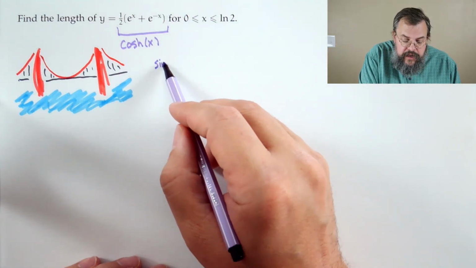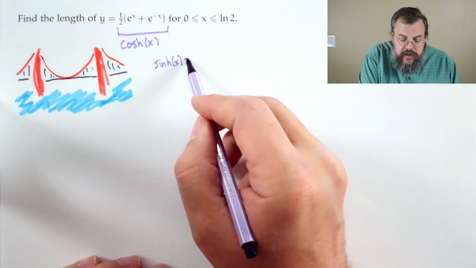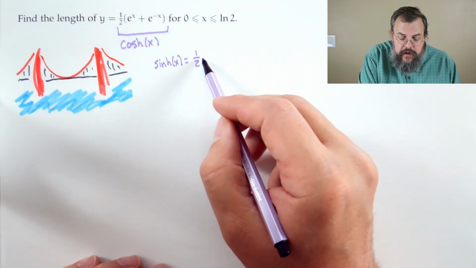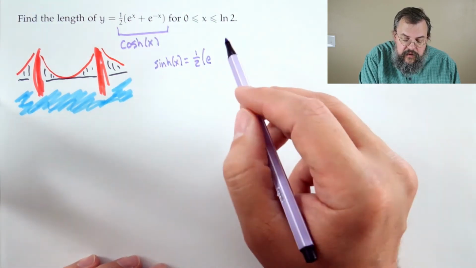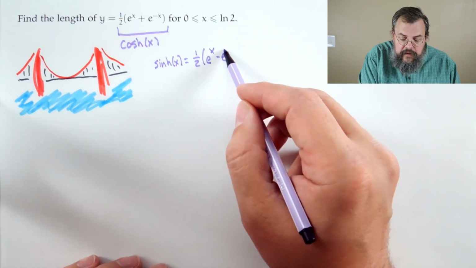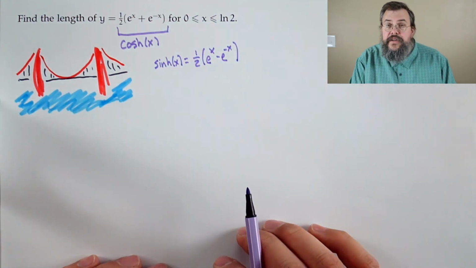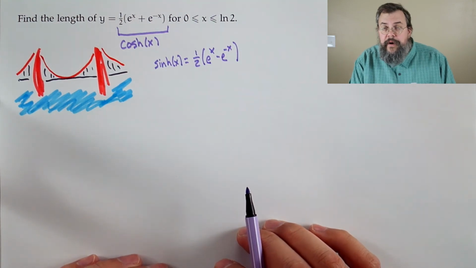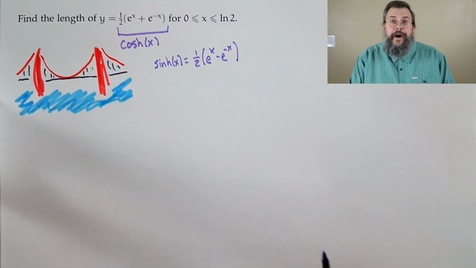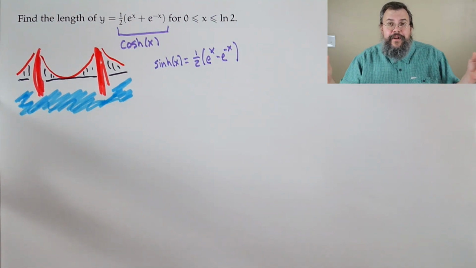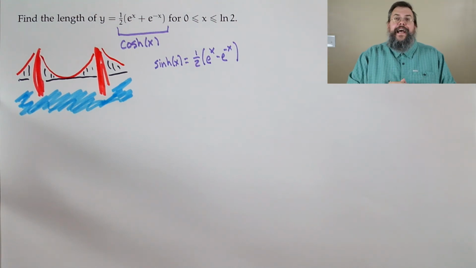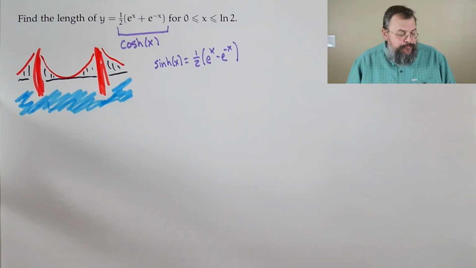There's another function related to it called sinh. What is sinh? Well, it's very similar, except instead of a plus, it's a minus. So that's sinh. Now, at this point, you're probably also thinking, why do you call them cosine and sine? Hyperbolic cosine, hyperbolic sine. They don't look anything like cosine and sine.